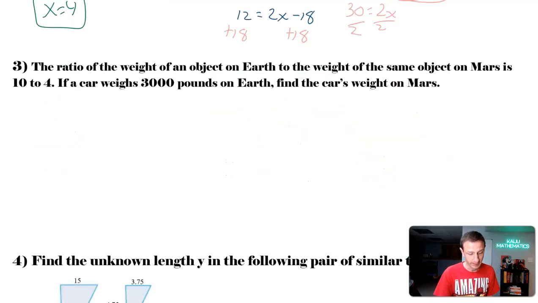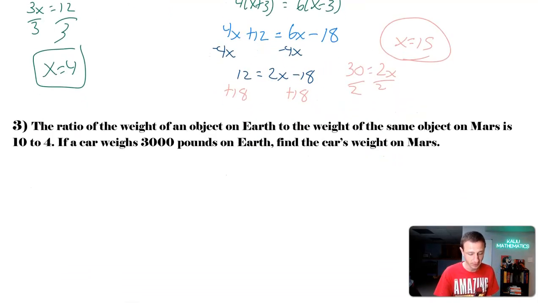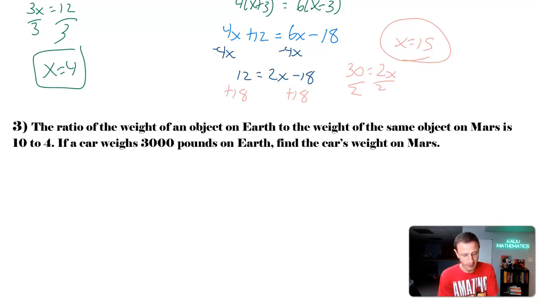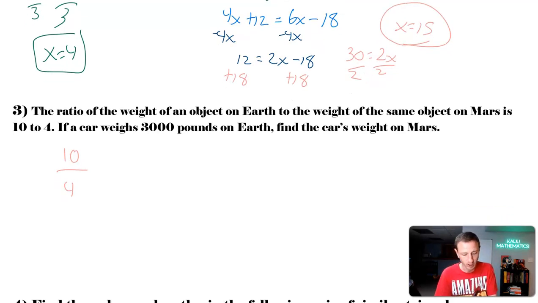Alright, now let's start looking at some applications to this, some problem solving. It says the ratio of the weight of an object on Earth to the weight of the same object on Mars is 10 to 4. If a car weighs 3,000 pounds on Earth, find the car's weight on Mars. So we have a ratio that says the weight of an object on Earth to Mars is 10 to 4. So Earth to Mars would be my setup. A car weighs 3,000 pounds, and we're trying to figure out how much it is on Mars.